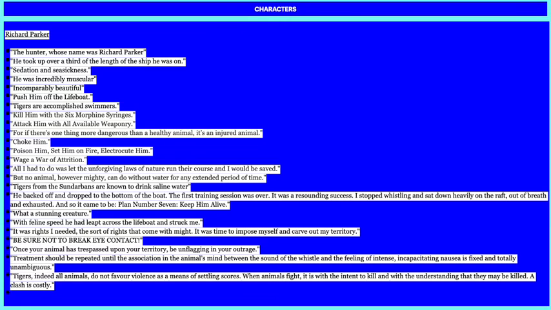"All I had to do was let the unforgiving laws of nature run their course, and I would be saved." And this is his thoughts, and he continues, "but no animal, however mighty, can do without water for an extended period of time." And then he realizes, no, hold on, this sort of tiger, they're known to drink saline water, so that's not going to work. And then Pi realizes the next day that the only thing he's going to do, the plan he has to go on, is plan number 7, to keep him alive.